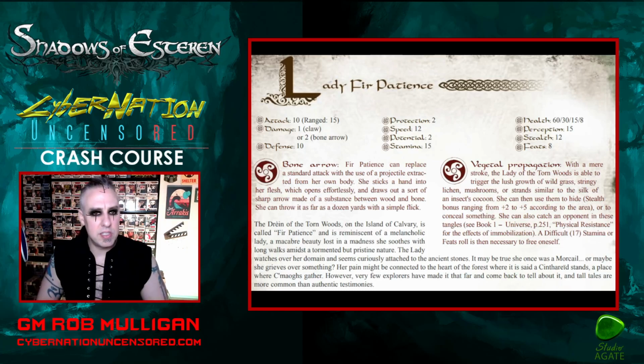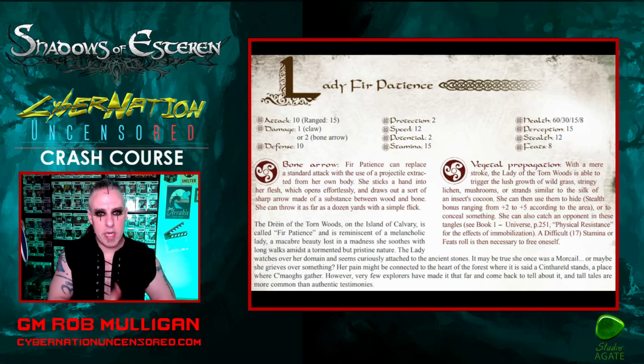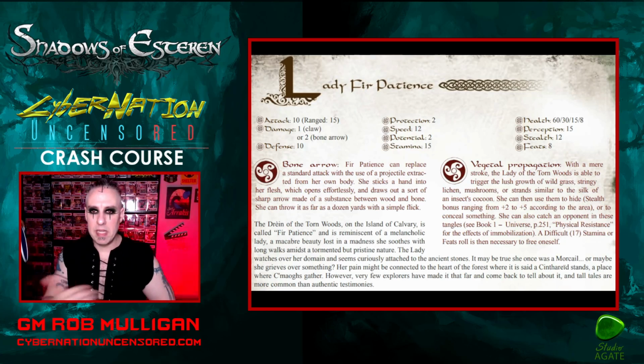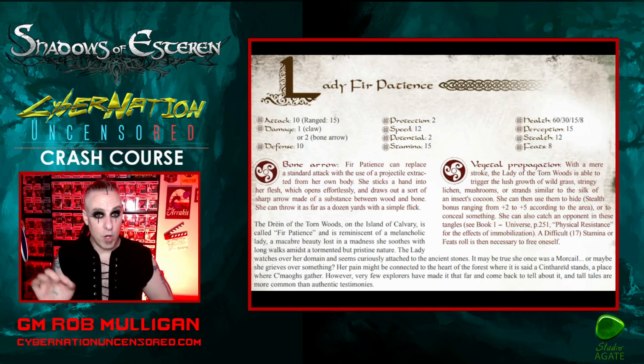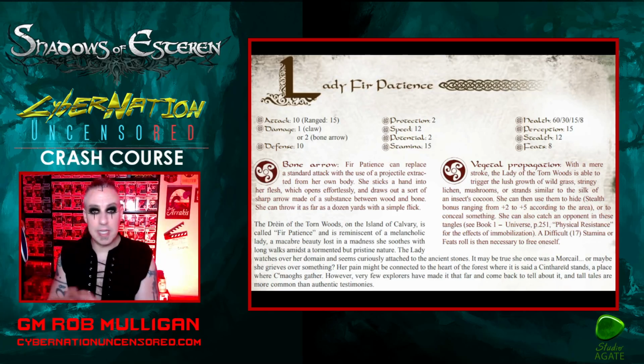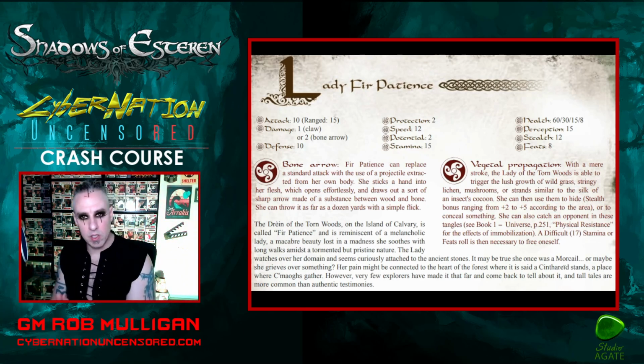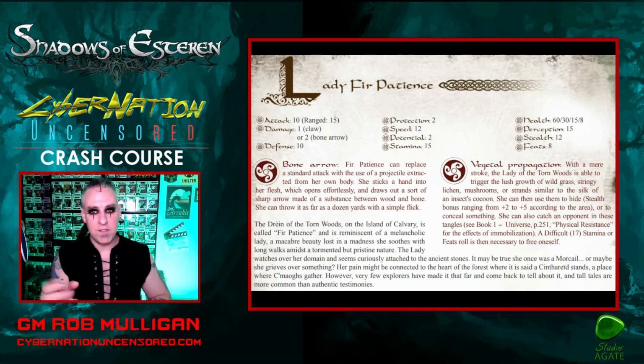It goes on, but anyways, you see it's basically the island of Calvary. There is a Lady Fur Patience, that breed, if you will, right? That type of Feond. But specifically, it's the drain of the Torn Woods. And then it makes reference to that in that particular Lady Fur Patience's special ability, not just the bone arrow, which seems kind of general to the Lady Fur Patience, but that one in particular, the Lady of the Torn Woods, has that vegetal propagation. That's how it kind of reads.